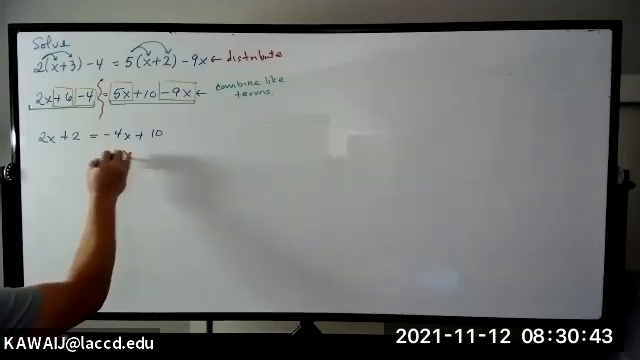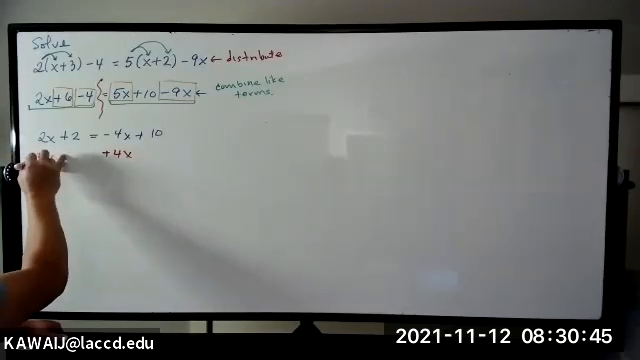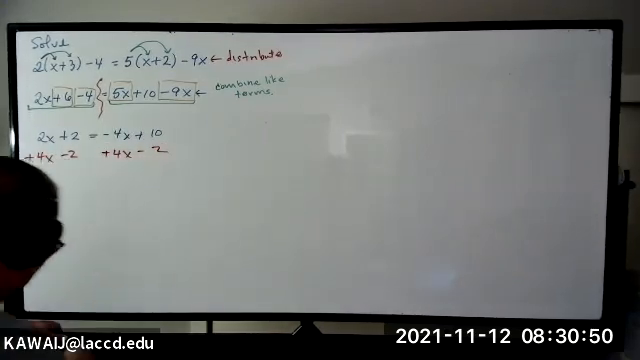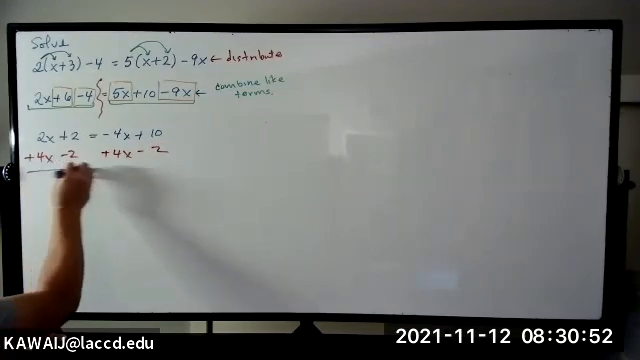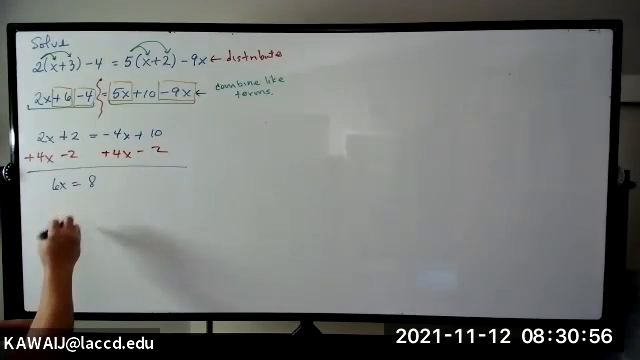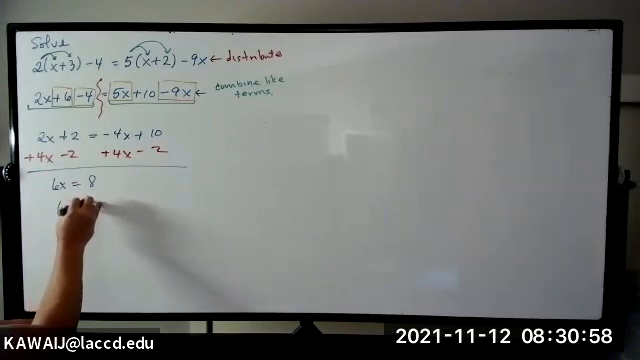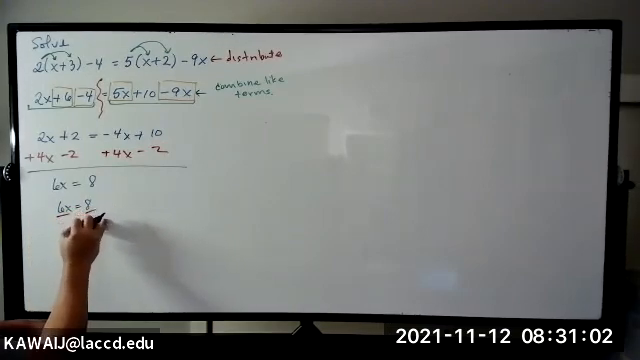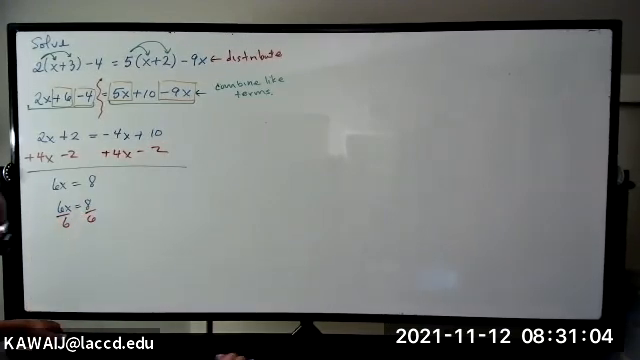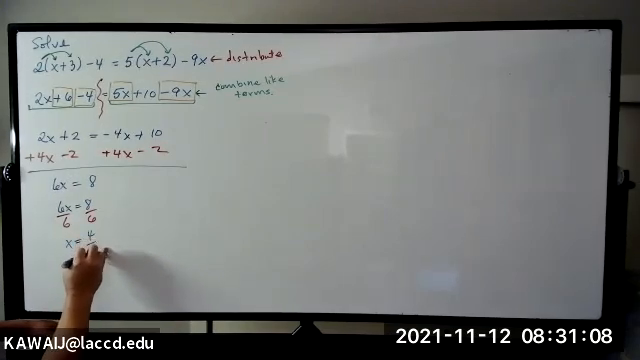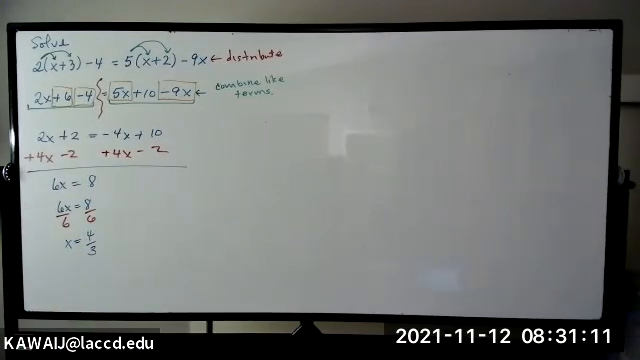Plus 4x, minus 2, minus 2. So we have 6x. And then we're going to divide by 6. And then this one said something like that. Okay. So let's try another one.